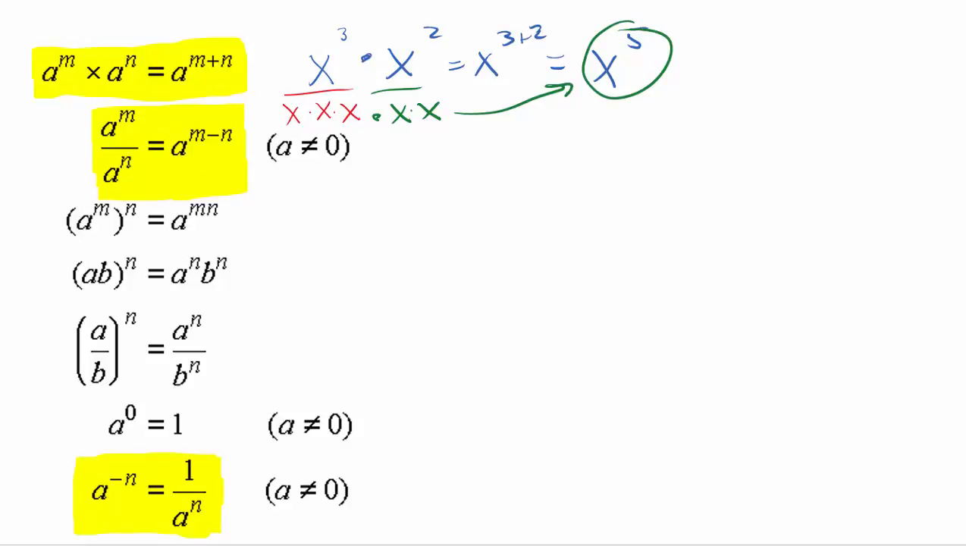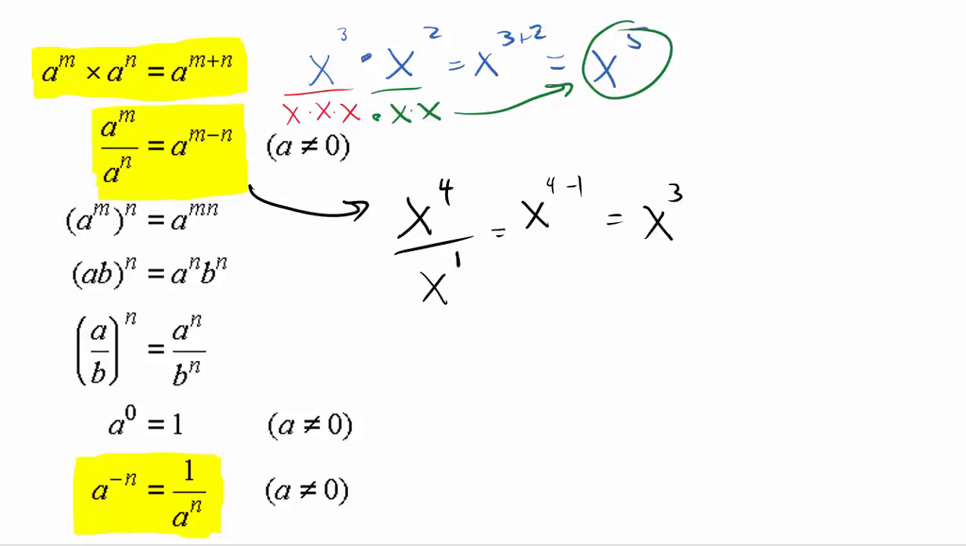The second one is very similar. It's just going to deal with dividing like bases. So if I had, let's say, x to the 4th over, let's say x, that would be like x to the 1. That would be x to the 4 minus 1. So the shortcut is I can subtract the exponents, which would be, in this case, x to the 3rd.